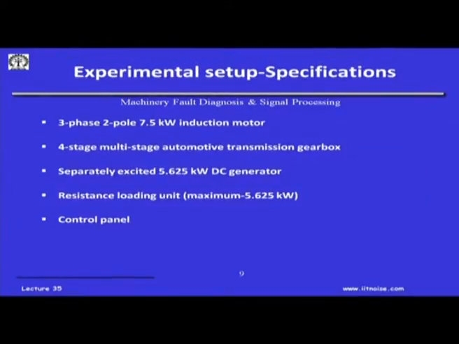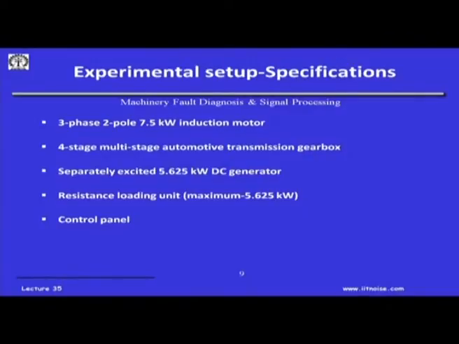So, in fact, I will now describe the experimental setup which we did in the laboratory to explain how motor current signature analysis is used to find out a fault in an electrical motor. In this case, what we have is a 3-phase 2-pole 7.5 kilowatt induction motor, which is driving a 4-stage multi-stage automotive transmission gearbox from a car, and this gearbox is driving a generator. By giving a resistance load to the generator, which is a typical setup in a lab, we are able to load the motor.